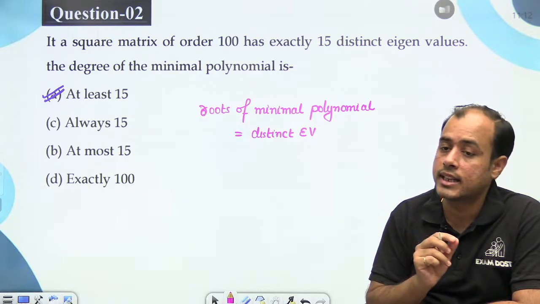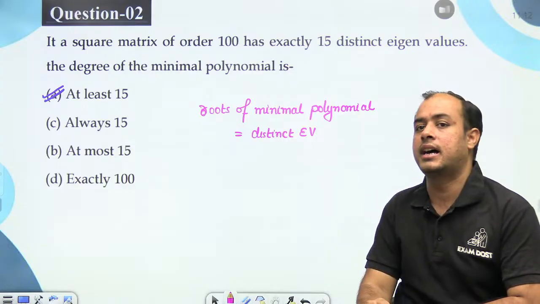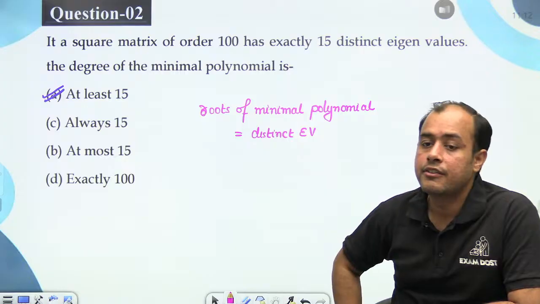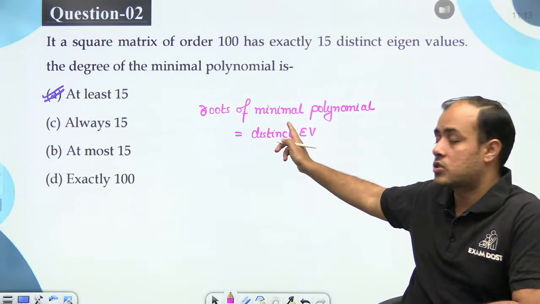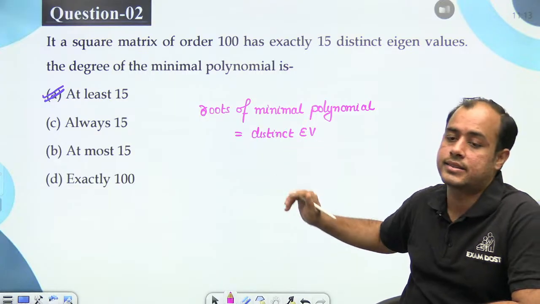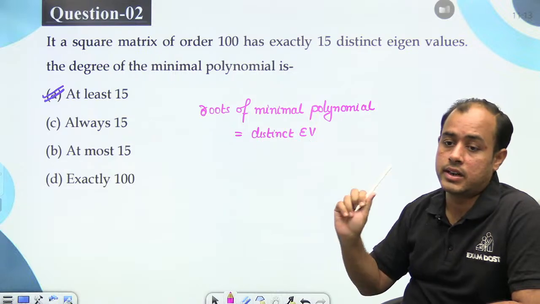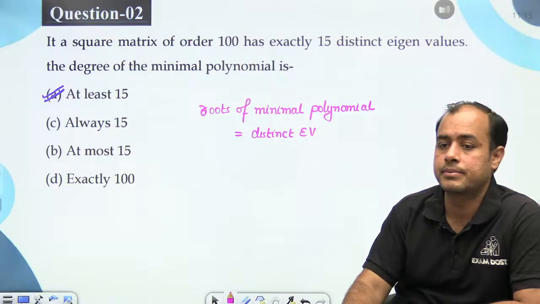तो ऑर्डर जो होता है ना मिनिमल पॉलिनोमियल का, वो 15 के नीचे नहीं जा सकता, ये बात ध्यान रखिएगा, या डिस्टिंक्ट आइगन वैल्यू के नीचे नहीं जा पाएगा. Why it cannot go below distinct eigenvalues? Because the roots of the minimal polynomial are the distinct eigenvalues. So we must make sure that all the roots are covered. So at least a 15th order polynomial we need. ठीक है.